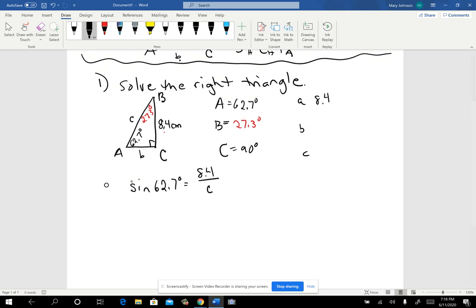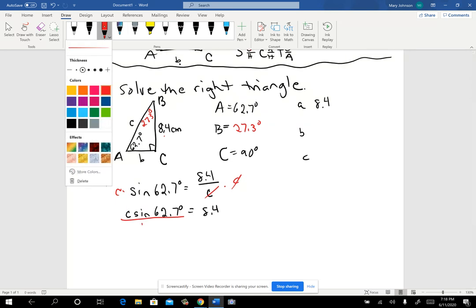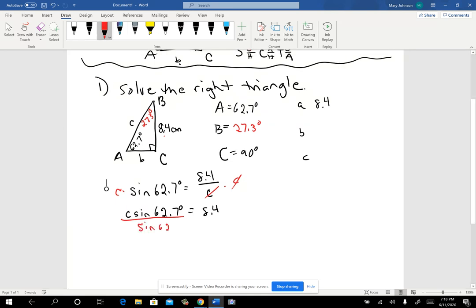Now we just need to work through the algebra of that. I'm going to multiply both sides by c, and that gets me to here. Then I'm going to divide by the sine of the 62.7 degrees on both sides.